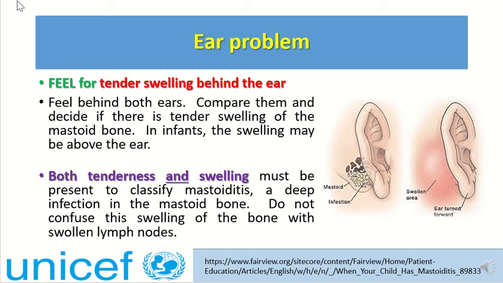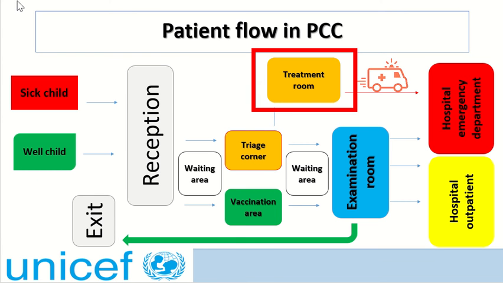Mastoiditis is a deep infection in the mastoid bone, and we shouldn't confuse swelling in the bone with swelling of lymph nodes. As we mentioned, if the child has any general or specific danger signs, refer urgently to the treatment room for quick assessment by the physician and pre-referral medications, and after that refer urgently to the hospital.